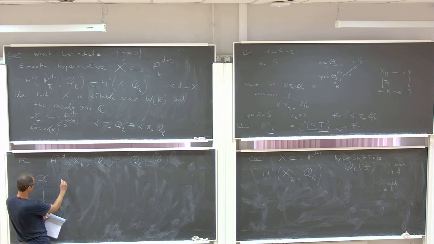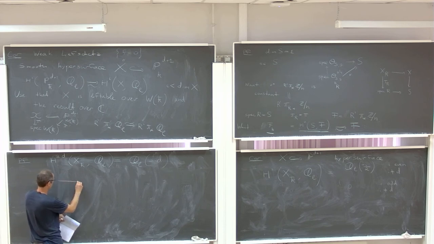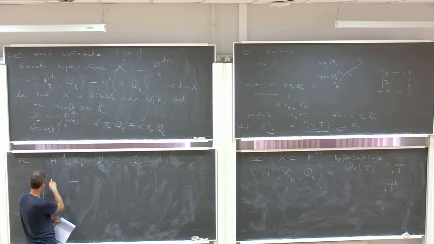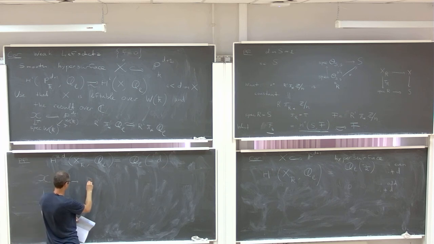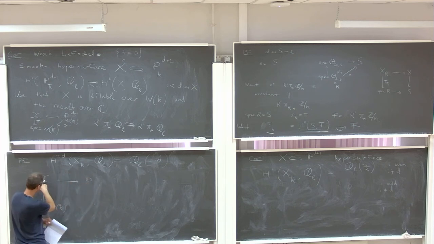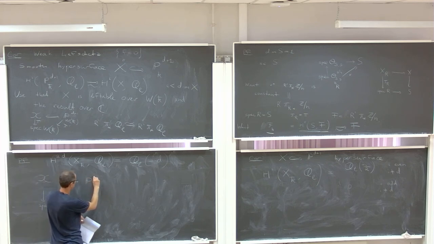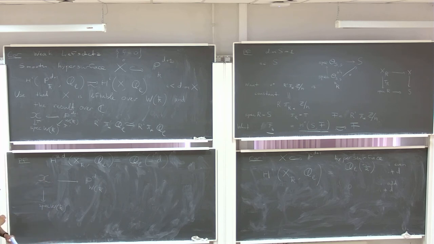So let's just take any hypersurface. If I choose a sufficiently generic point, I can construct a projection from X to the projective space of dimension d over the Witt vectors. I can do it over any field, over any base.